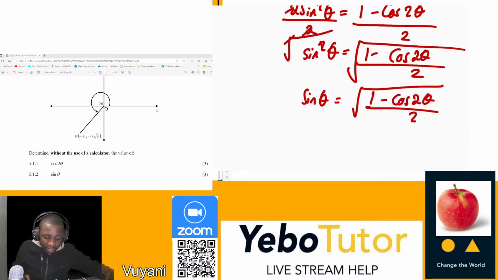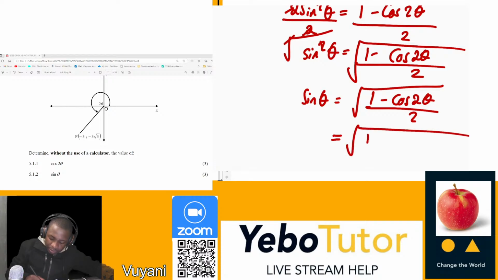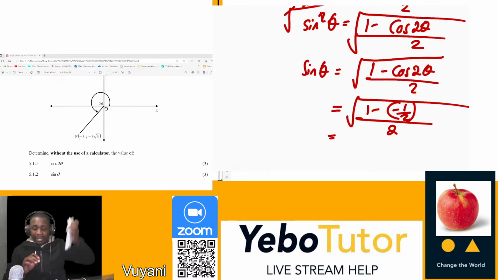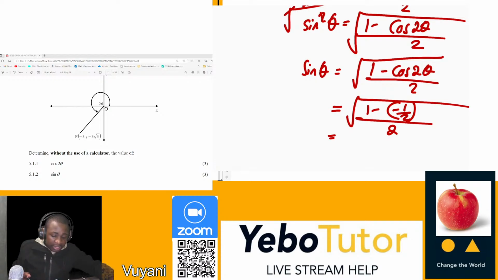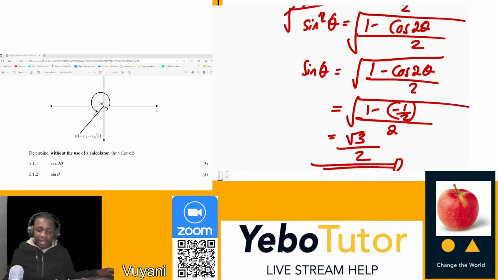Then what was cos 2 theta? Cos 2 theta was -1/2 there, so it's 1 minus negative 1 over 2. Then you divide everything by 2. Then after that, we can use our calculator. So we're just playing around with the trig and also applying our double angle. That's 1 minus (-0.5), divided by 2. Then my final answer is that sine theta is equal to root 3 over 2. So you're just solving and playing around with the values there.